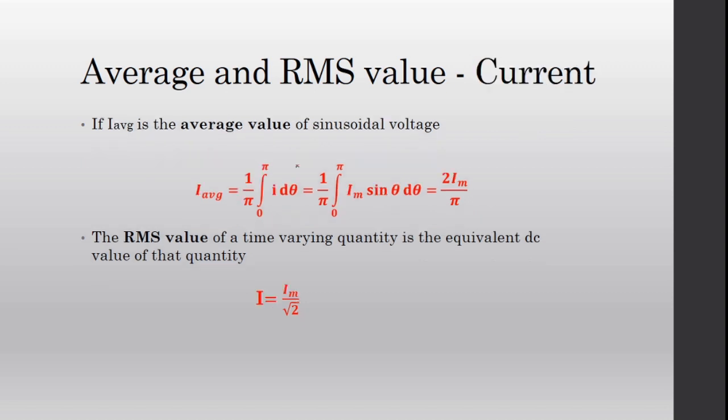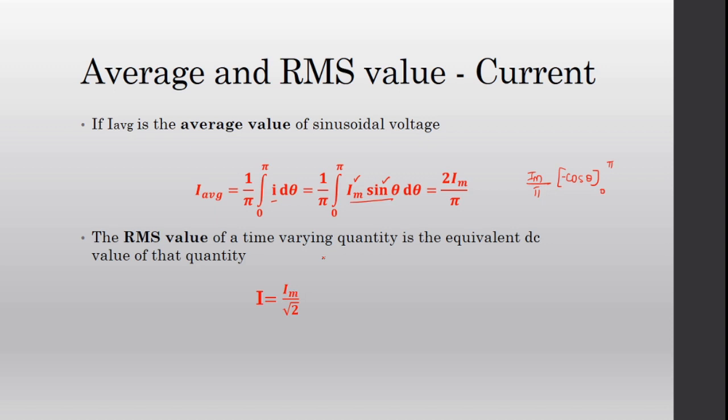Similarly, the average value of current is 1 by pi, integration of 0 to pi I into d theta. We know I is equal to Im sin theta, which is a function of the magnitude as well as the sinusoidal distribution. So when you take Im by pi commonly outside, integration of sin theta gives us minus cos theta from a limit of 0 to pi. On substituting the upper limit minus lower limit, we will be getting 2 Im divided by pi.